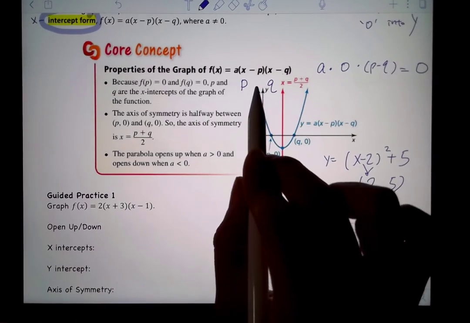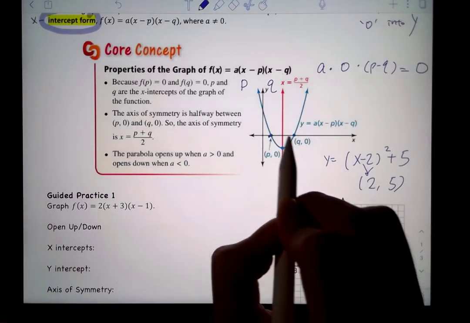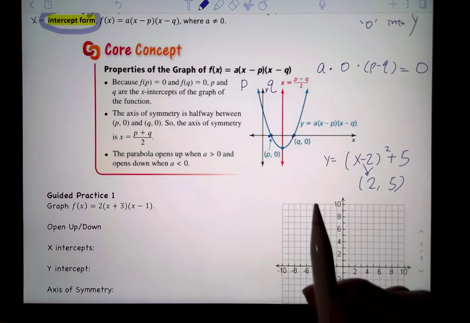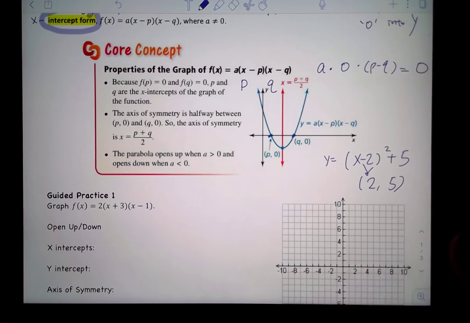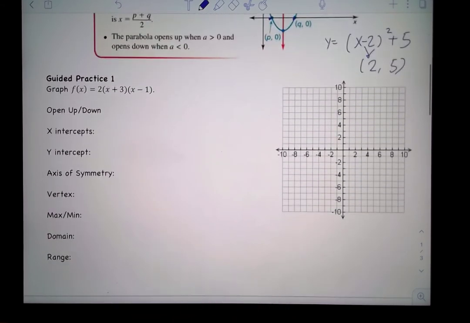Look. In the graph, you see p over here, q over here. So you just plot 2 points on the x-axis. Okay, then that is your vertex. All right, and I'm gonna use a number, so that's easier to understand. So let's look at this.